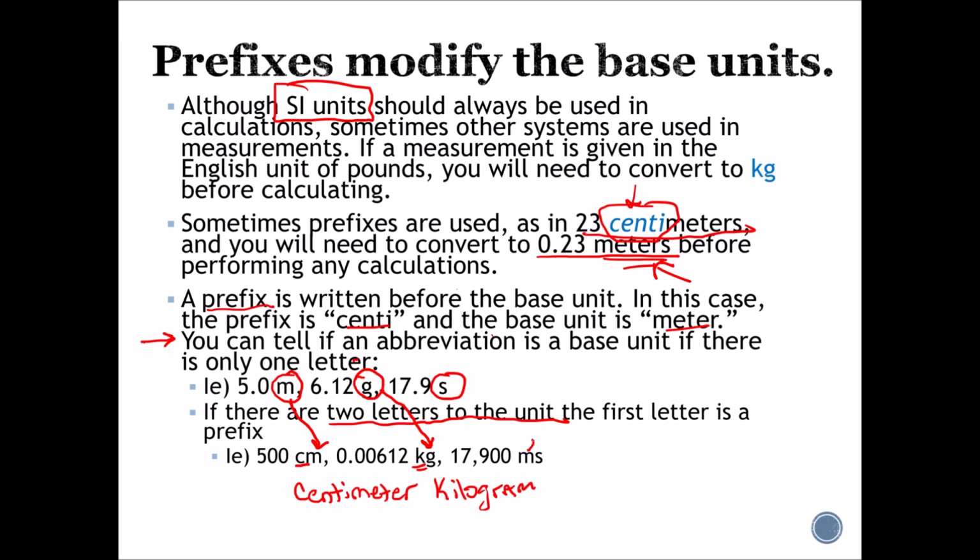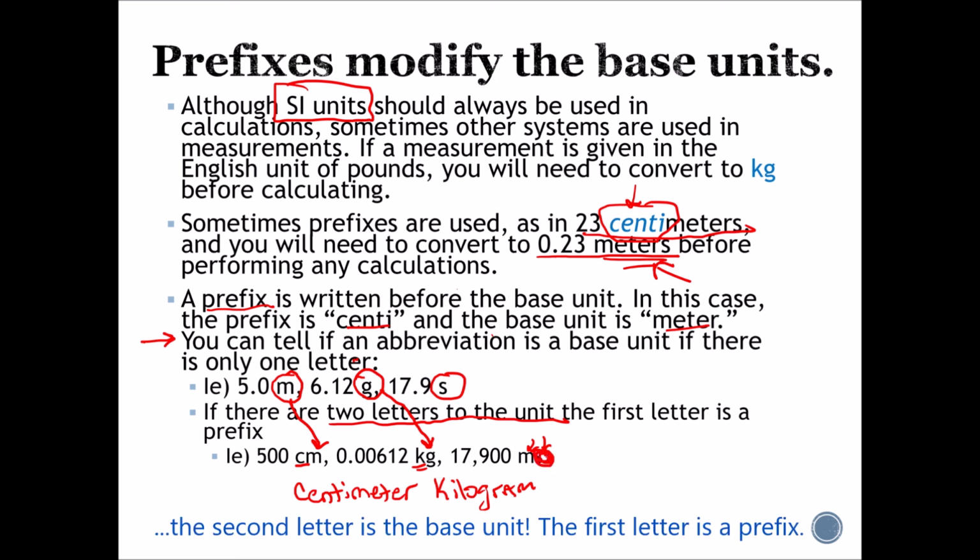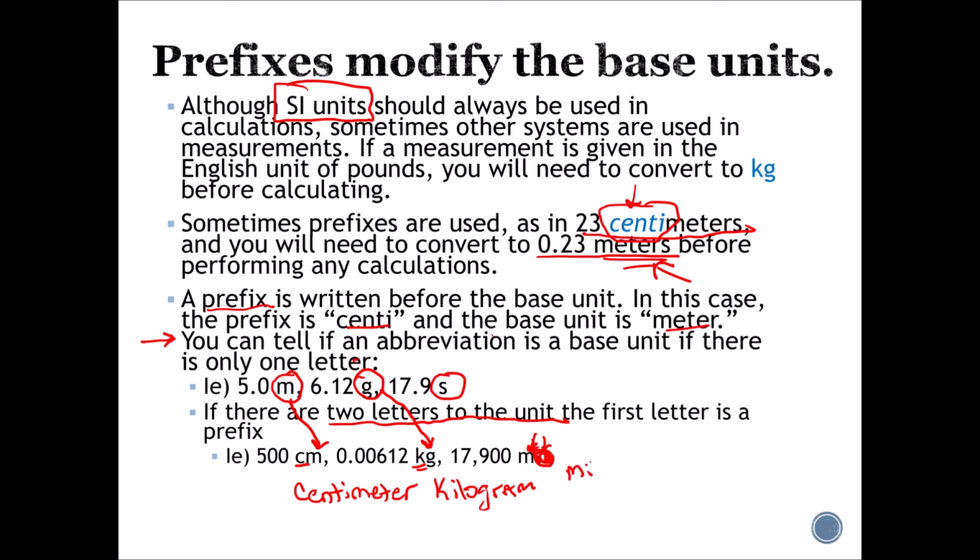Okay, is this meter second? What is this? I thought M was for meter. Well, again, identify the second letter first. This is seconds for time. M is for milli. So this is millisecond, the fraction of a second. So understand the difference between the base unit and the unit with a prefix in the front.